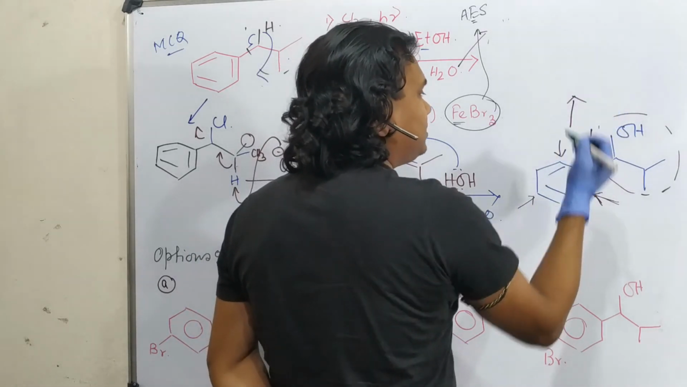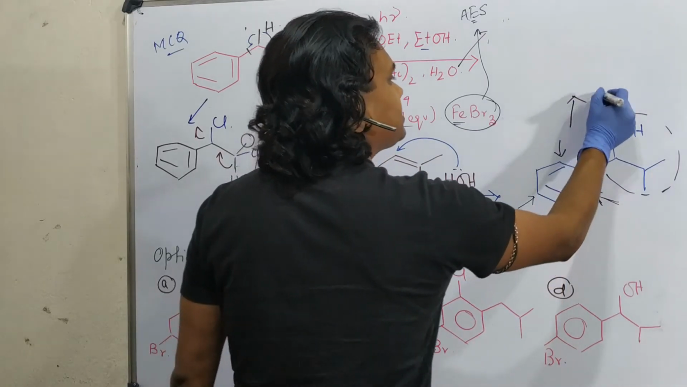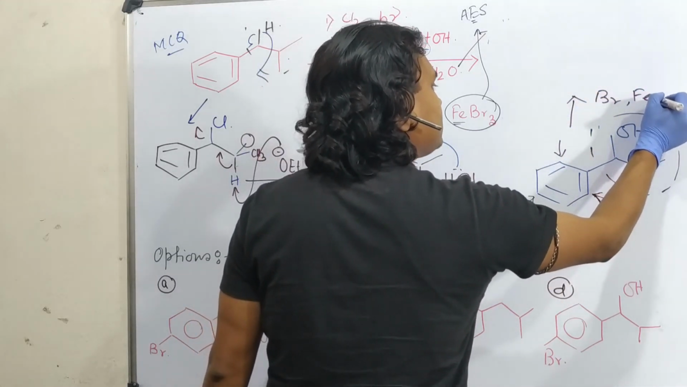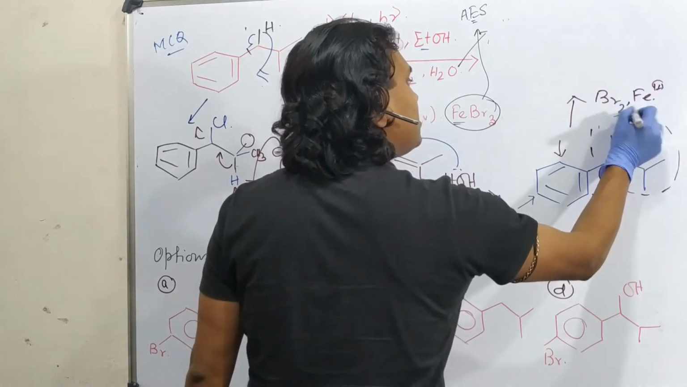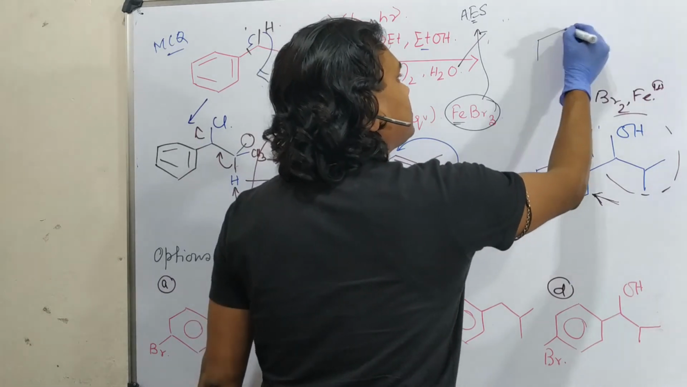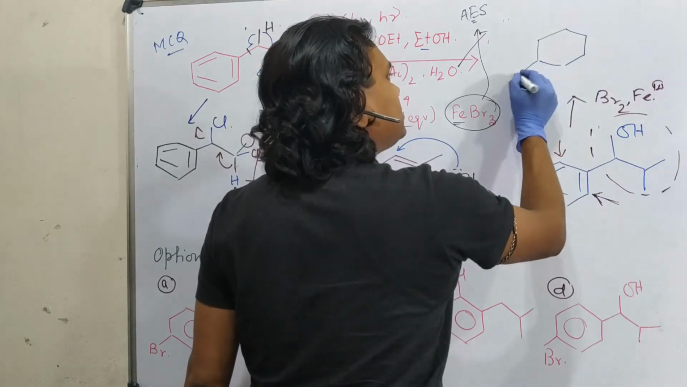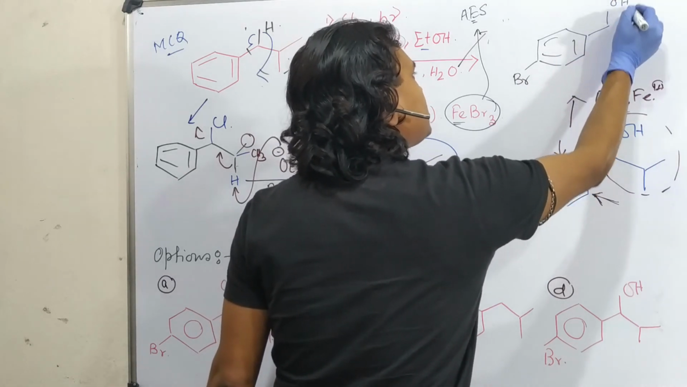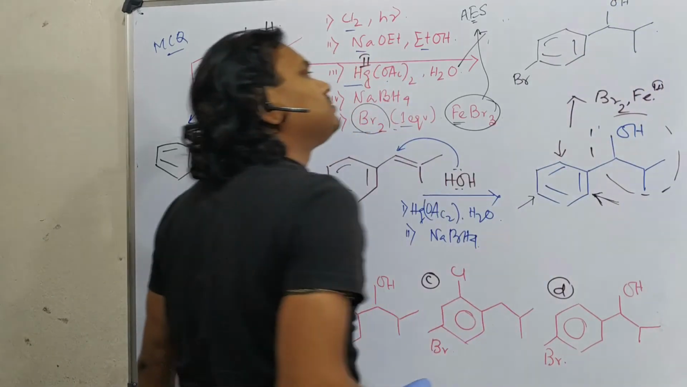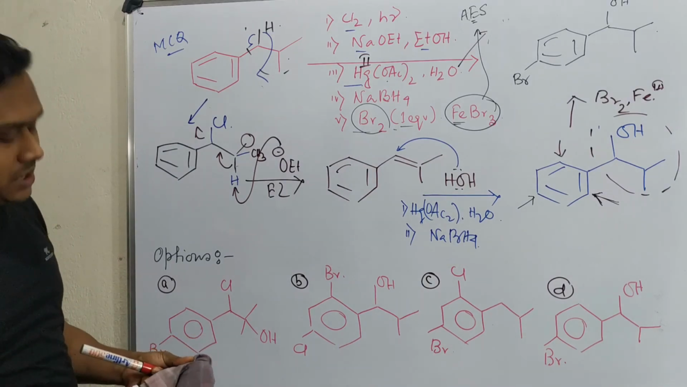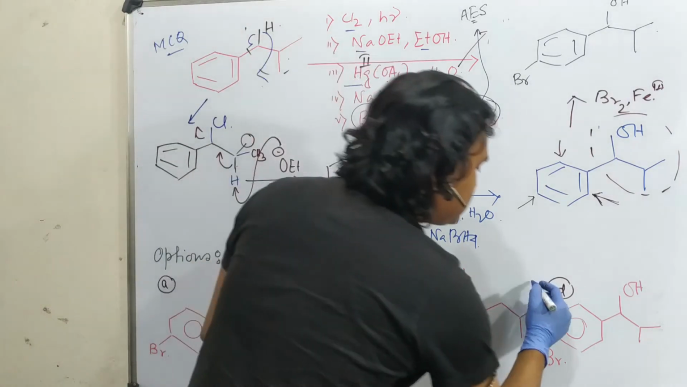That's why under this reaction condition, Br2 FeBr3, what will it produce? Selective para substitution. This para bromo, this is OH. Yes. Okay, so this is the answer. Now see which option is given. This is.